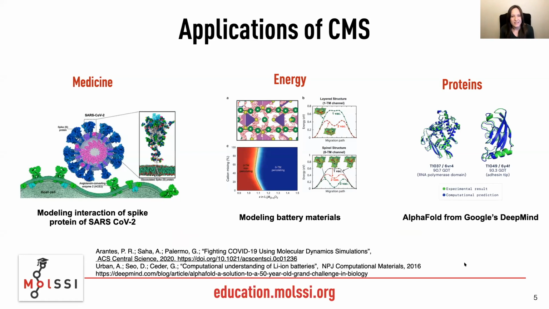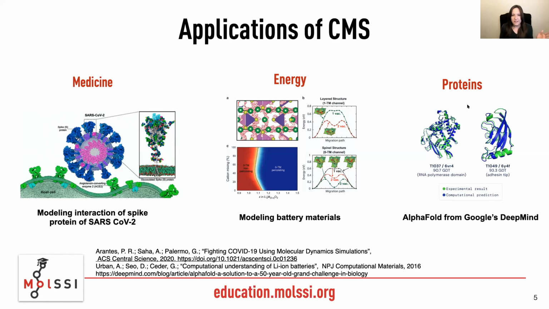So some applications of computational molecular science that you might be interested in. It has a lot of different applications. It's used in medicine. So for example, it's been used to study the virus responsible for COVID-19. So that's a pretty hot area of research right now. Computational molecular science can be used to model battery materials. And then I've also highlighted a recent example from Google. So this is something from Google called AlphaFold that can be used to predict the structure of proteins.